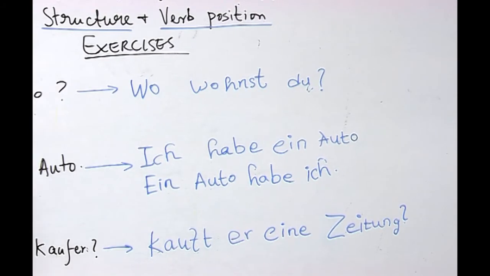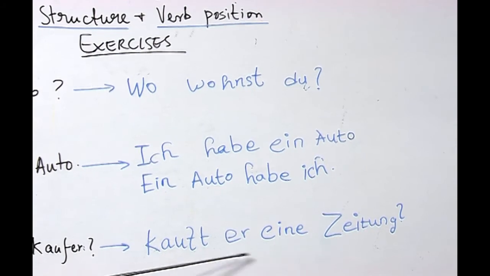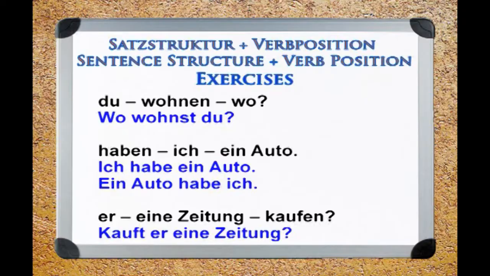As you know, a question mark shows that the given statement is a question. Now we have the complete answer. Kaufst du eine Zeitung? Now, as you can see, the verb is at the first position and it is formulated as a question. So here it is a yes or no question. So as you can see, the first one is a W question, the second one is a statement, and the third one is a yes or no question, and each of them has its respective verb position.